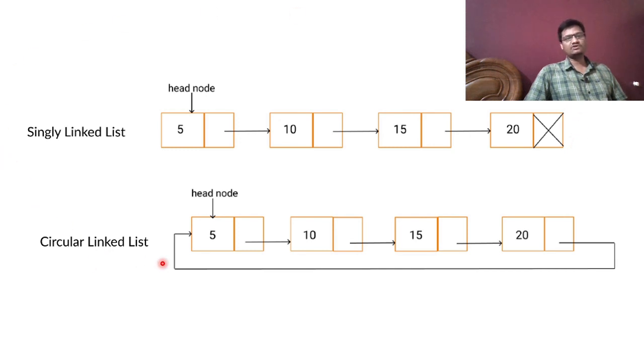In case of a circular linked list, the last node contains the data 20, but in the reference part it is referring to the starting address or head node. So it shapes like a circle. So that is the main difference between the single linked list and circular linked list.